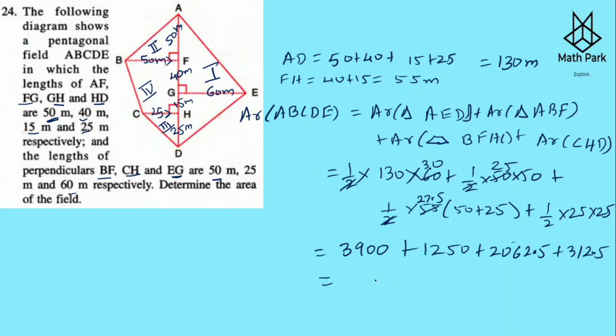Add these all components. So 312.5 plus 2062.5 plus 1250 plus 3900. You get this as 7525. 7525 square meter is the area of this pentagon. Got it?